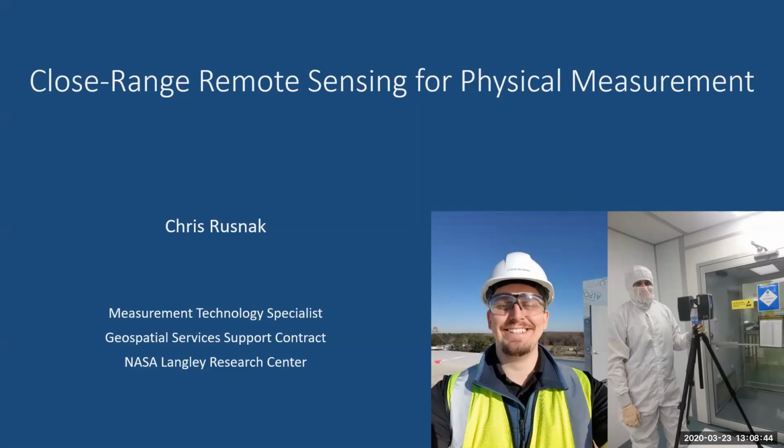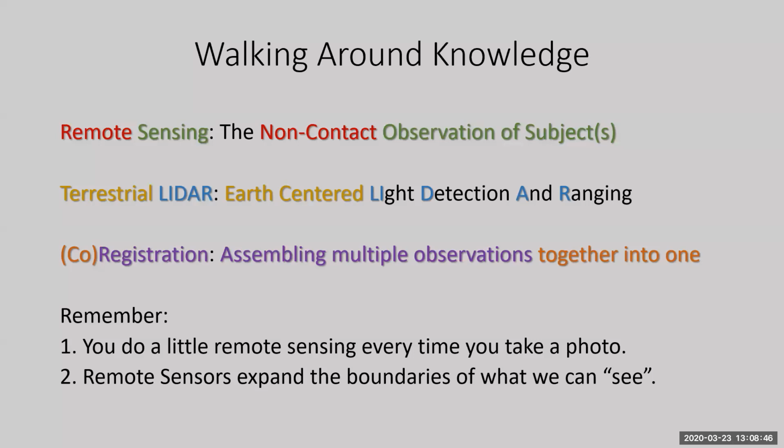Next slide, please. Before we get into what specifically I do, I just want to scaffold some of the knowledge so that people understand exactly what we're getting into here. My professor likes to call it walking around knowledge. Remote sensing, the best definition I could ever come up with, is the non-contact observation of subjects. Really what we're doing is expanding our perception of what we can see and how we can see it. And I happen to use a technology called terrestrial LiDAR.